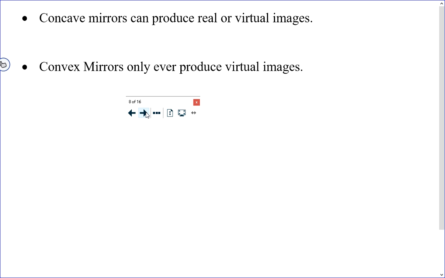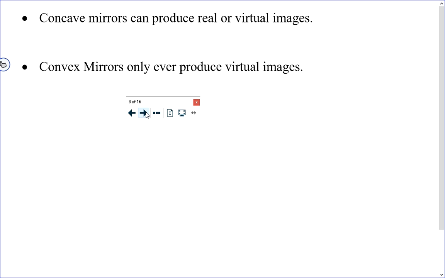You might make a note here, and it might be helpful for later, that those images you see when you look in a convex mirror are always smaller. They always appear very, very far away. That's why the mirrors on the side of a vehicle, which are convex, will say objects in the mirror are closer than they appear. They appear very small, so they appear very far away.